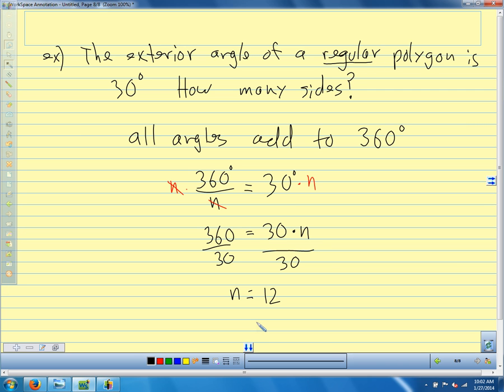So the sum of the exterior angles is always 360. If we have a regular polygon, we can divide by the number of sides. And here we just saw if we know the angle, we can divide by the angle and get the number of sides. It kind of works either way.